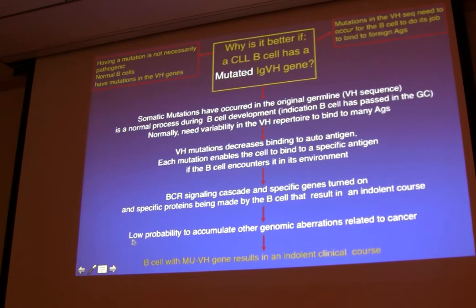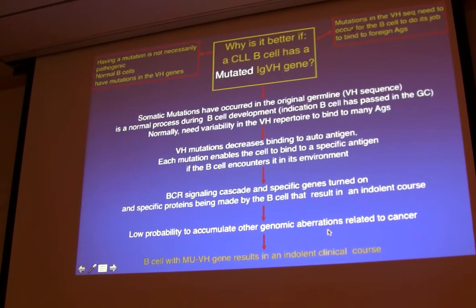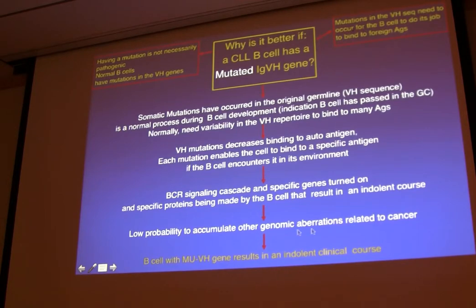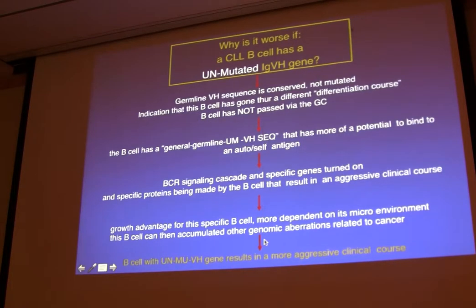So these B cells would have a low probability of accumulating genomic aberrations, like I said, like Notch1 or these other new ones that are coming out, or cytogenetics that could be related to cancer, that are not going to make your disease get worse. There's a low probability of that happening. Therefore, these patients have shown in the clinic, like I showed you with the survival curve, a more indolent course.